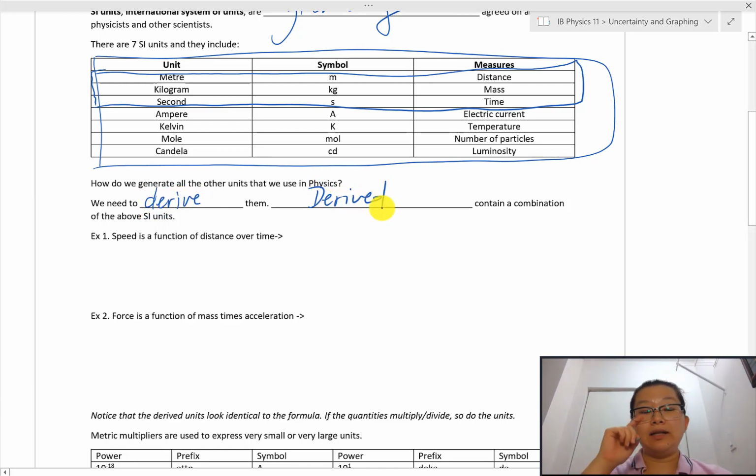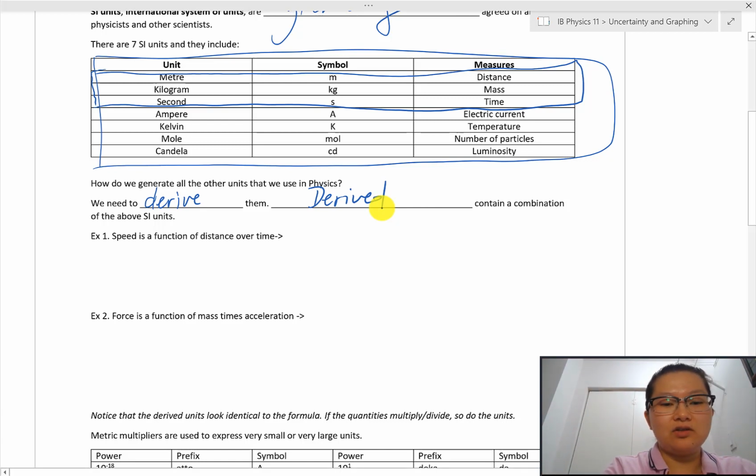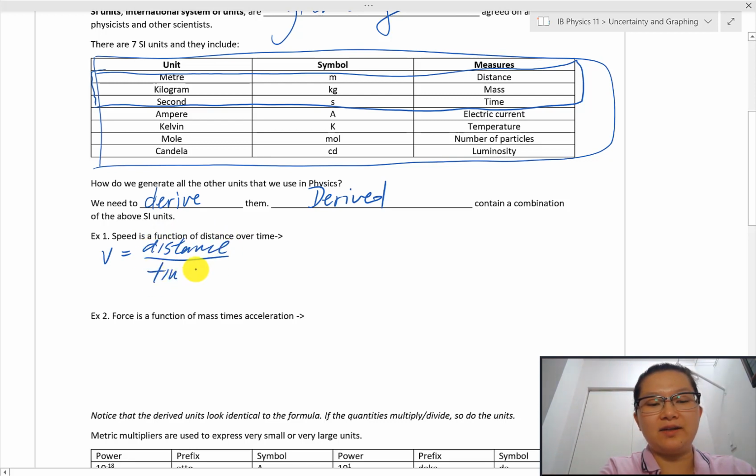For example, let's take speed. Speed is a function of distance over time. If you don't know what function means, you can substitute that word for "it depends on": speed depends on distance, it depends on time, and we use an equation for that definition. So I have speed, I'm just going to use v here for simplicity, and then distance on top over time, like this.